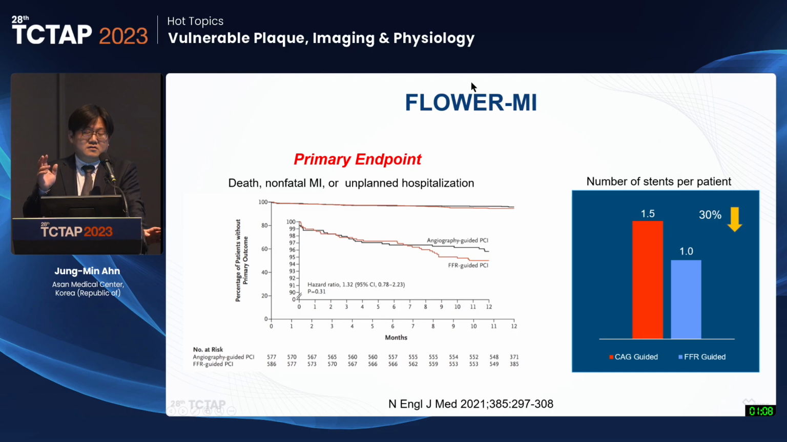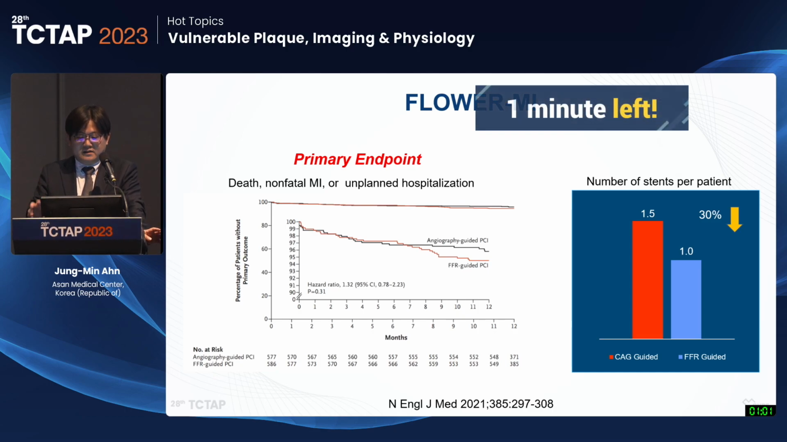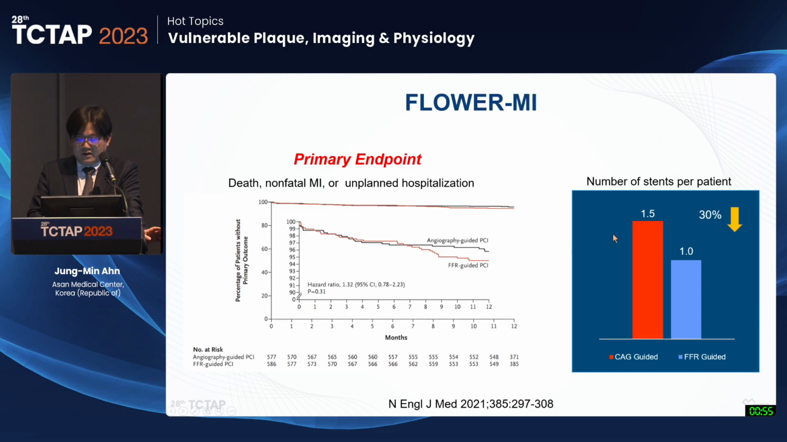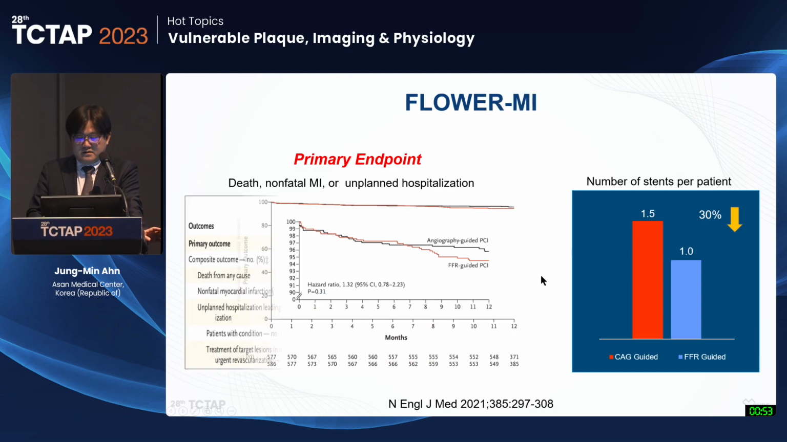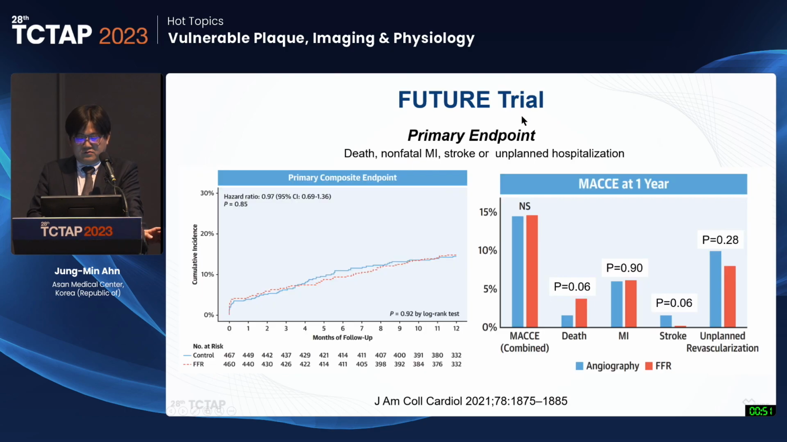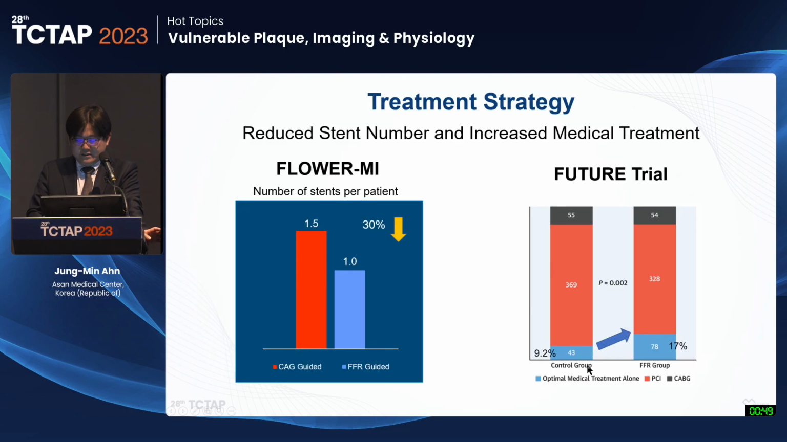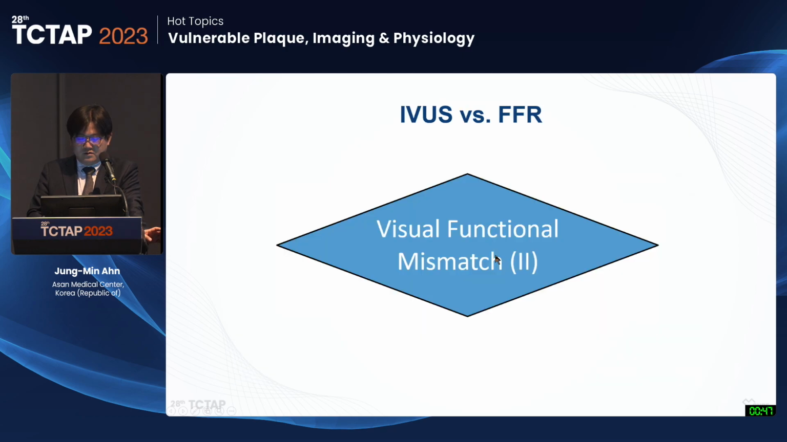Even 2 years ago, last year, the randomized trial published that no difference between the angio-guided and FFR-guided PCI in several clinical situations, even though consistently stent number decreased. So future trials show that increased the group of medical treatment.